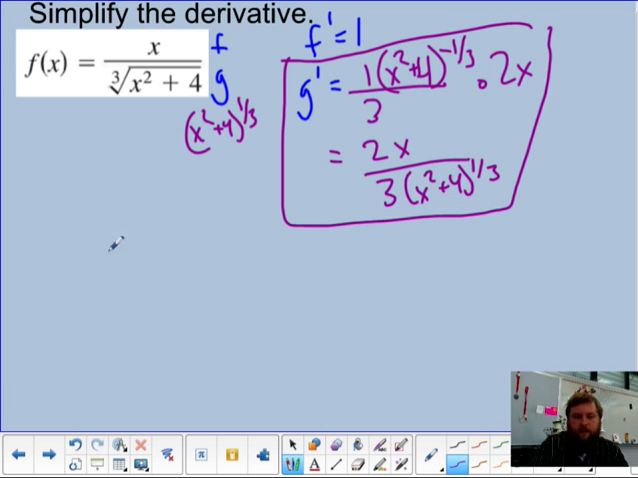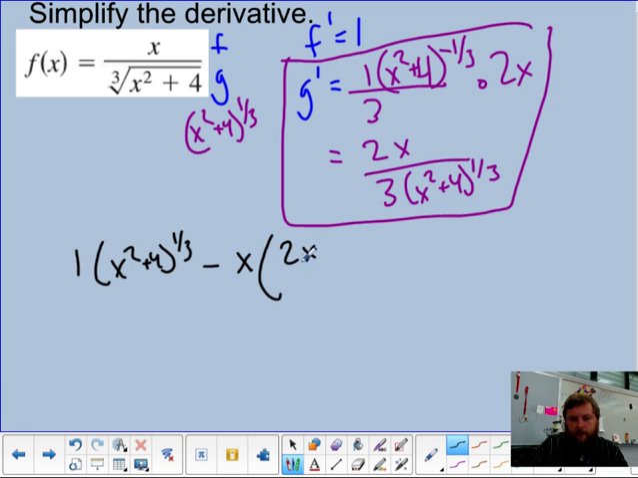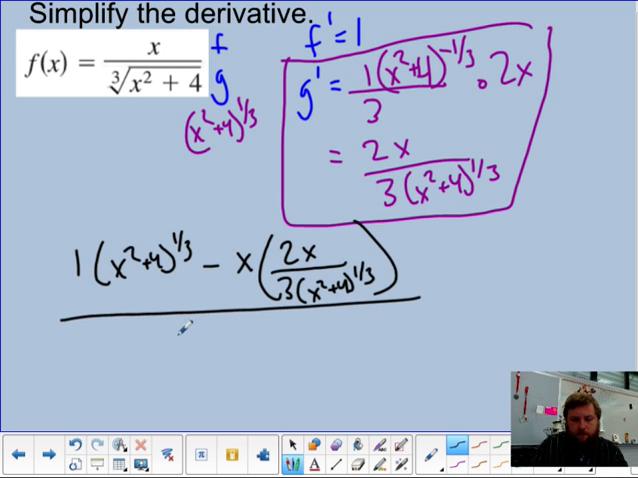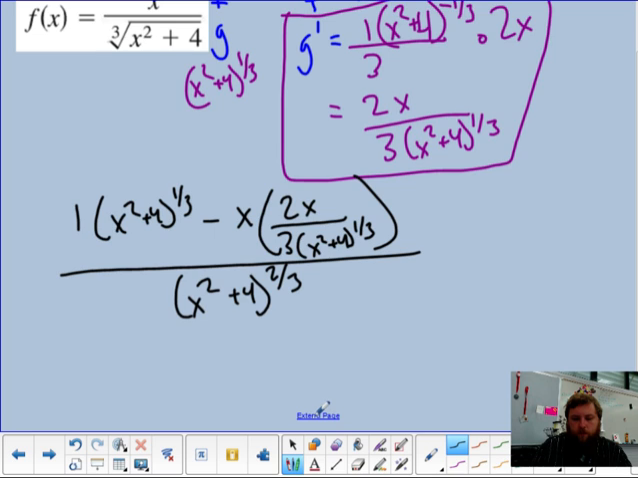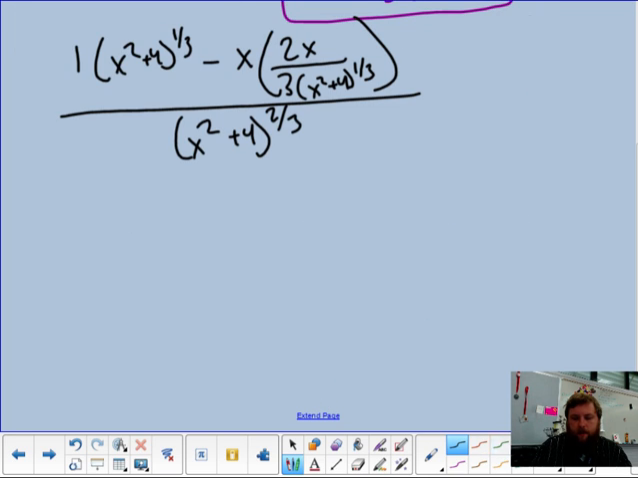Now, let's actually plug those in. Oh boy. So it's going to be 1, f prime, times regular g, so I'm going to go x squared plus 4 to the 1/3 power minus x times g prime, so times 2x over 3 times x squared plus 4 to the 1/3 power, all over g squared. So the nice thing with squaring it, when you have this exponent, it'll be x squared plus 4 to the 2/3 power. Alright, so simplifying this, I'm going to have to clean things up. It's going to be a lot of messy work here.